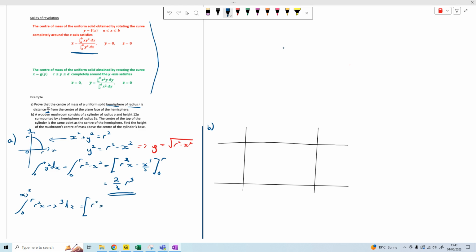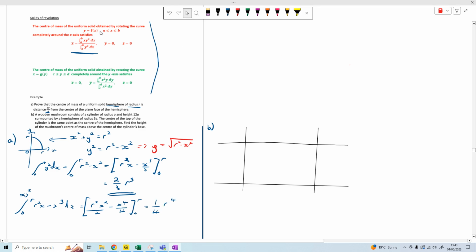integrate like normal again. So I've got r squared x squared over 2. Remember, r is just a constant, so let's just leave it floating about. Okay, minus x to the power 4 all over 4 between 0 and r. So when I substitute 0, everything's going to disappear, so I just need to substitute r in. It's going to give me a quarter r to the power of 4.